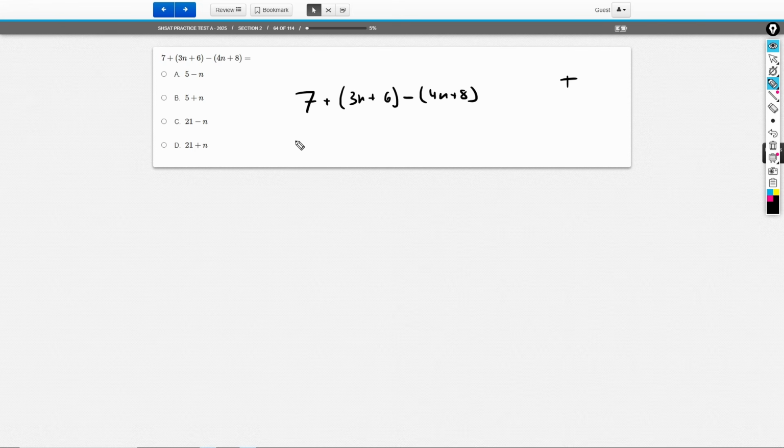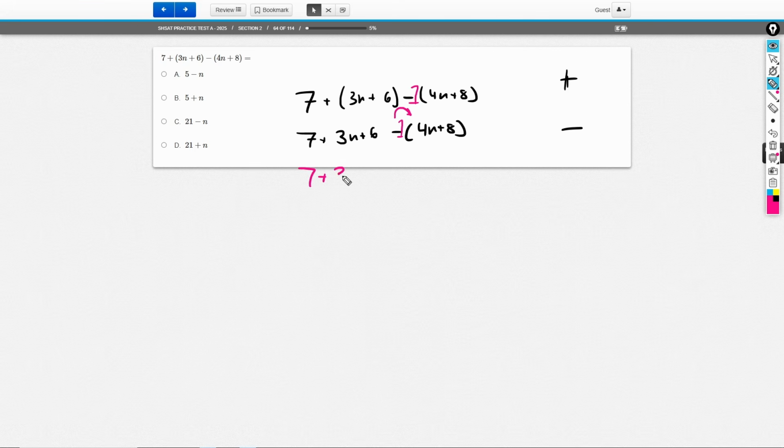Yes, so I can just remove them and rewrite it as 7 plus 3n plus 6 minus, in parentheses, 4n plus 8. Now, is there something in front of this parentheses? Yes, the answer is yes, because it's not a plus symbol. If there's a minus sign in front of the parentheses, that means that you have to multiply everything on the inside by -1, technically, in order to remove it, because there's an invisible -1 here that we just don't write out. So, in order to break this out of the parentheses, we multiply everything on the inside by -1.